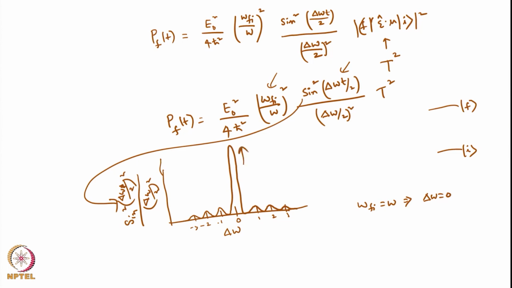Which means your absorption will also happen away from the resonance, but this is the resonance. Delta omega equal to 0 is also called resonance condition. It can also happen away from the resonance, however you will see that this will be very, very low. So essentially away from the resonance we will still not be able to see transitions. The major transition, or the maximum probability of transition, will only happen at the resonance, that is nothing but omega Fi equal to omega, and this is also called Bohr condition.